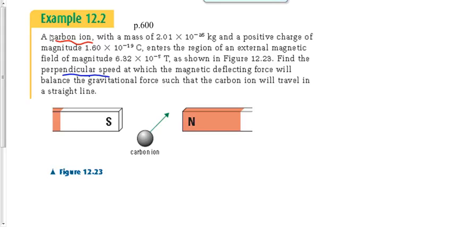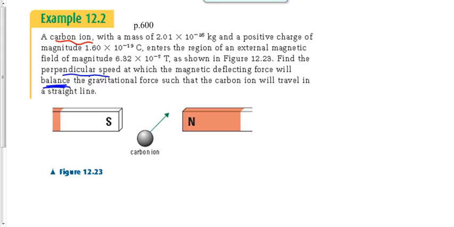Find the perpendicular speed at which the magnetic deflecting force will balance the gravitational force such that the carbon ion will travel in a straight line. That's a little bit different. Will balance. What is that telling us? Yeah. What's zero? Well, what force is zero though?